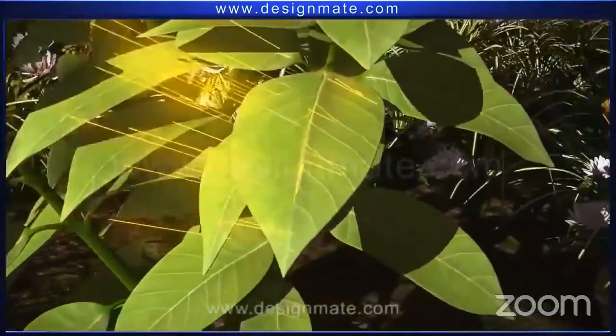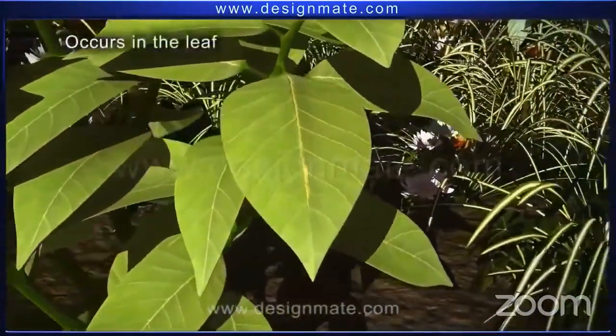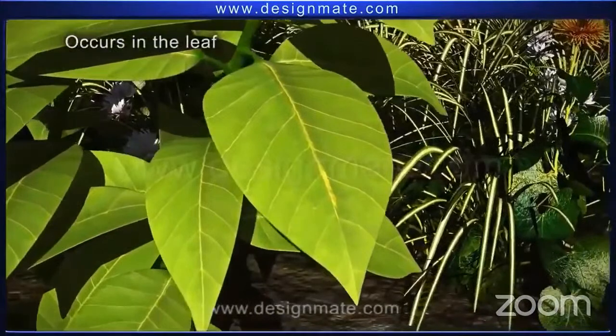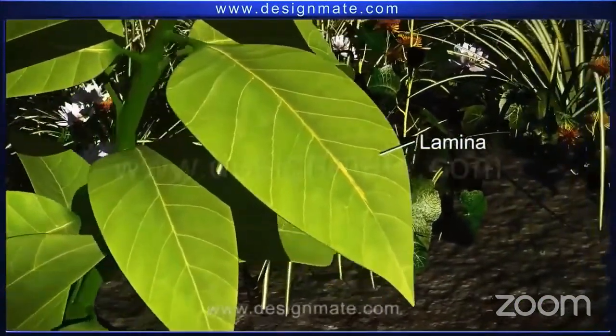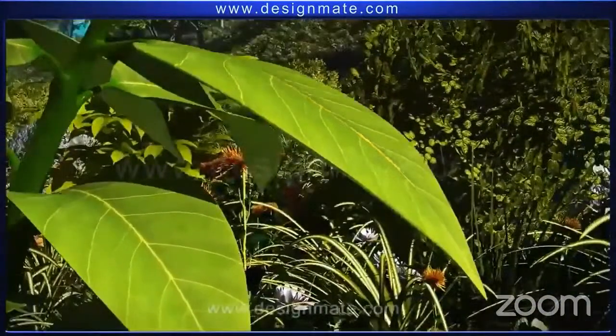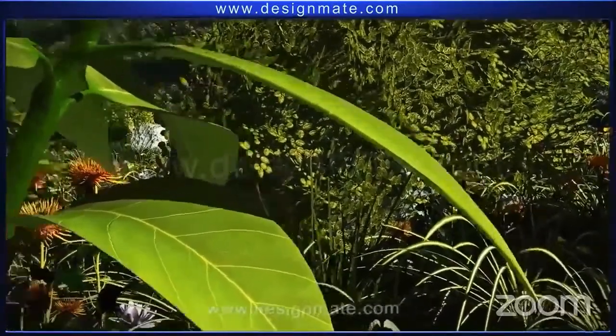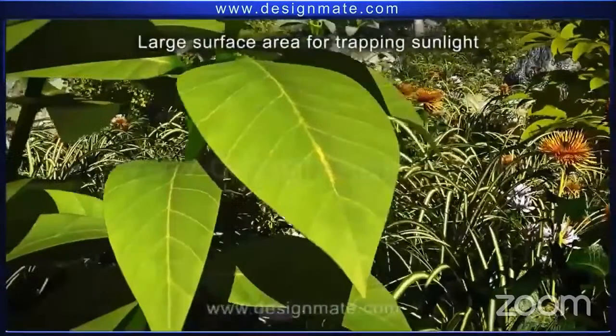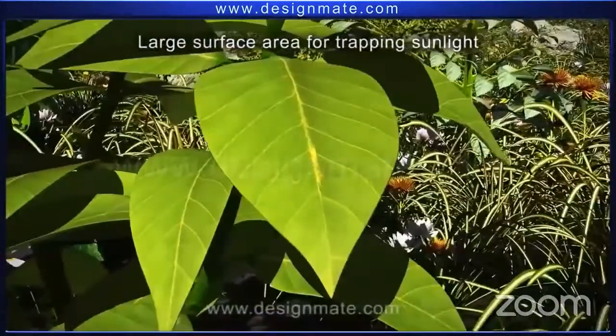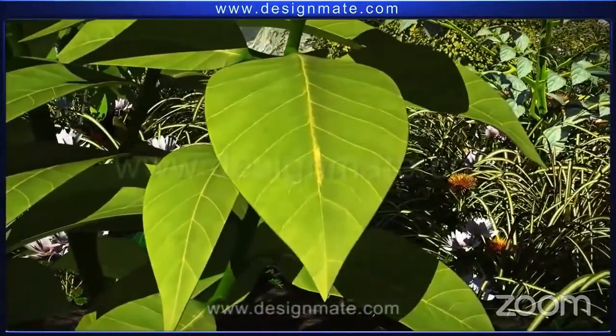These leaves perform photosynthesis. A leaf consists of a flat lamina. The widespread area of the leaf is the lamina, and this lamina attaches to the stem with the help of the petiole. Lamina provides a large surface area. This large surface area traps the sunlight.